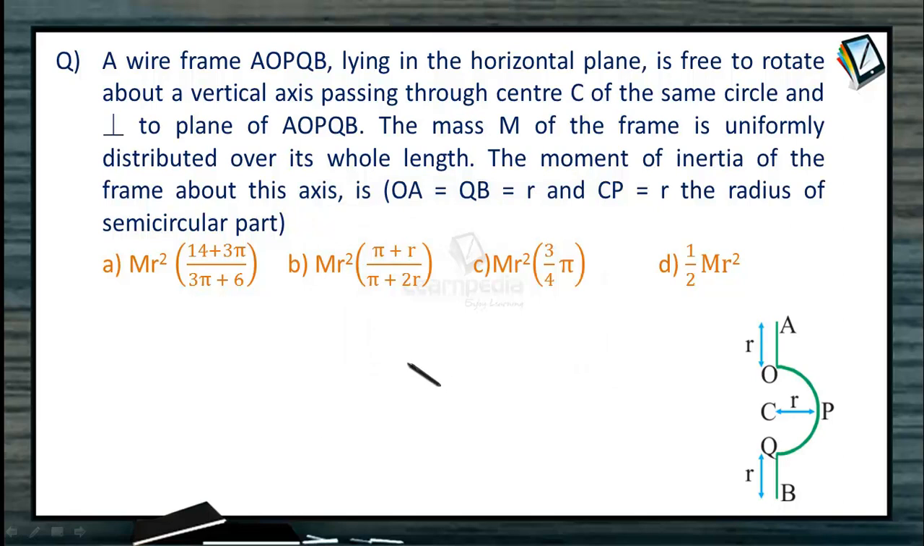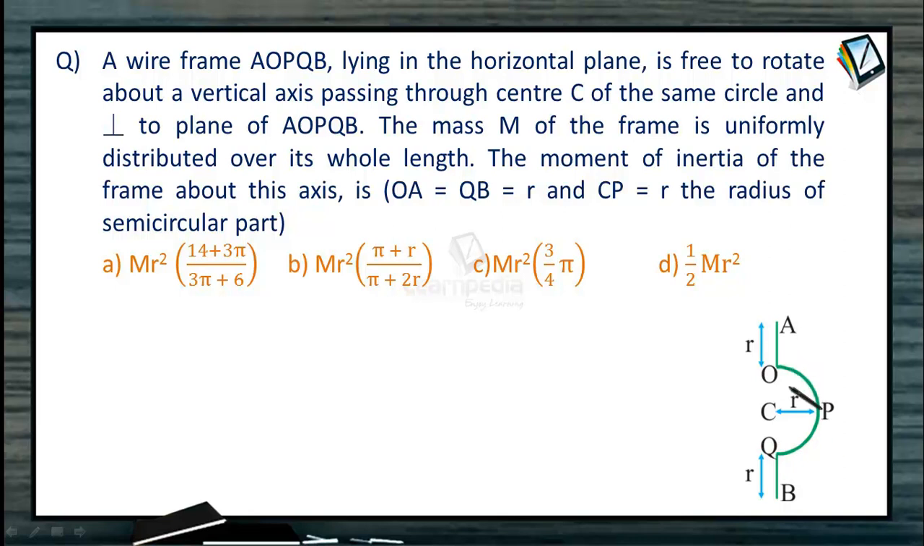Question. A wire frame AOPQB lying in the horizontal plane is free to rotate about a vertical axis passing through C, the center of the same circle and perpendicular to the plane AOPQB. The mass m of the frame is uniformly distributed over its whole length.